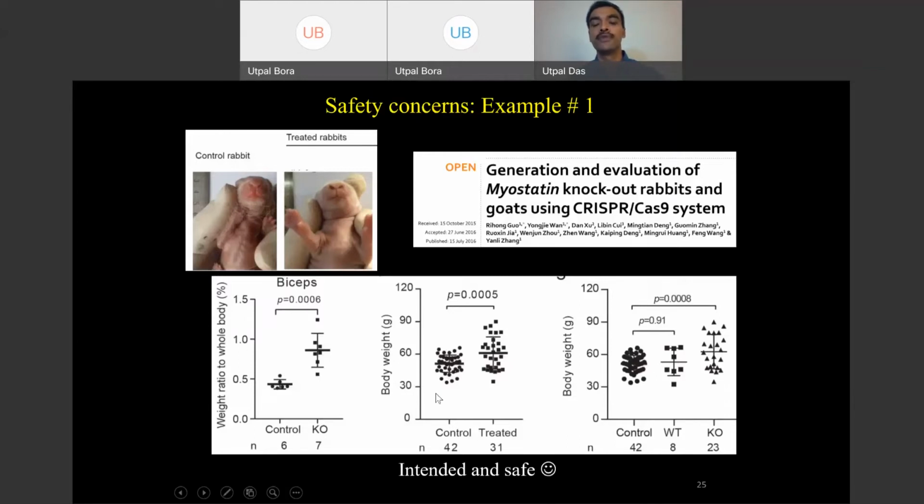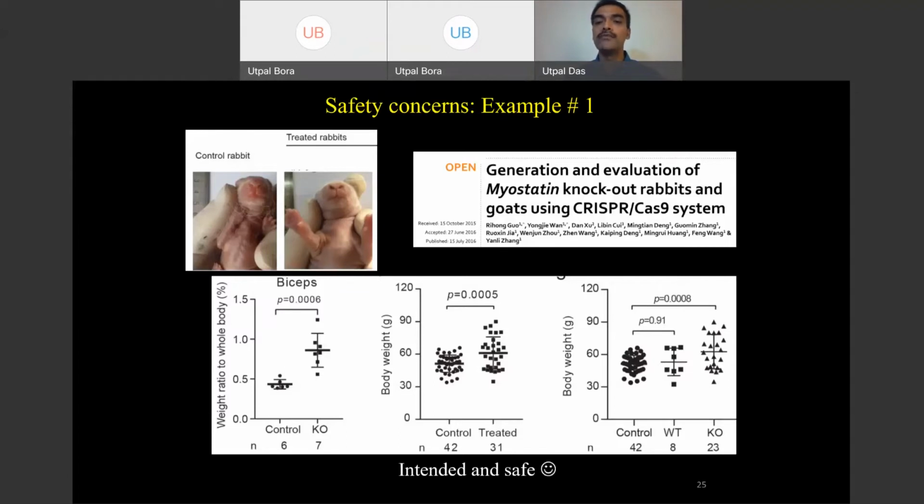And not only that, look at the body weight. It has increased in the treated, and further statistics show that they obtained increased mass only when they had completely knocked out the myostatin gene from those rabbits. So this is an intended and safe application of genome engineering, right? No problem with them. Let them play with those rabbits or the goats.